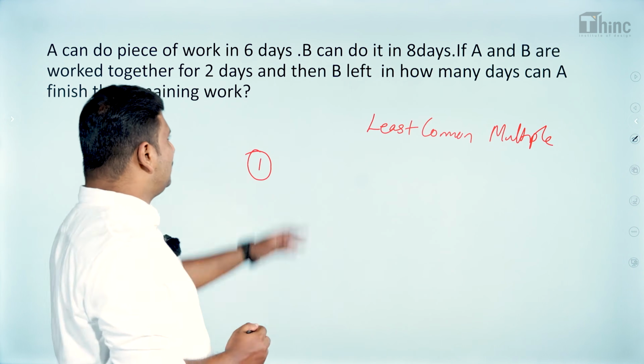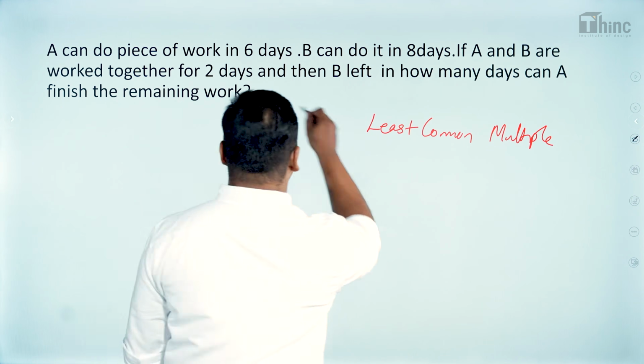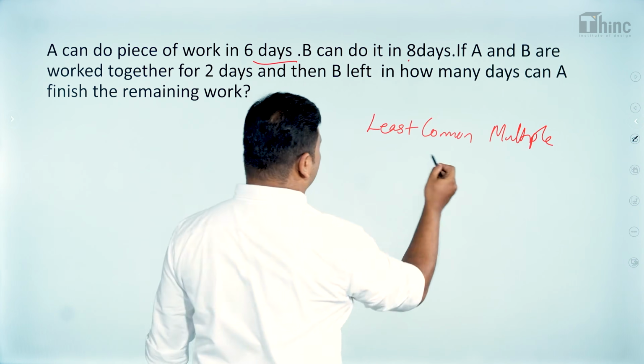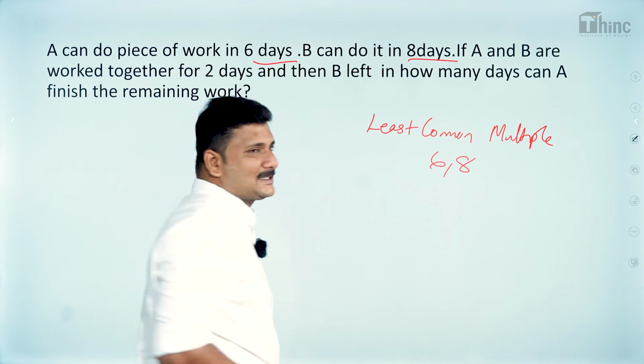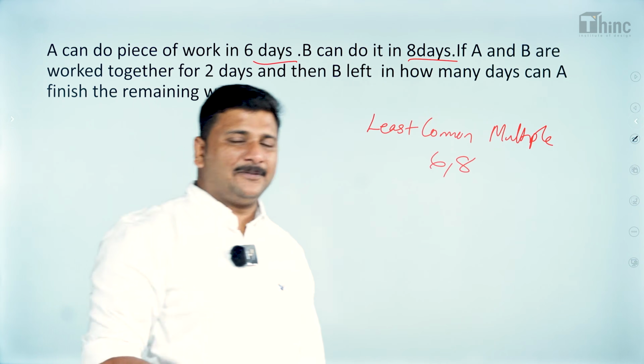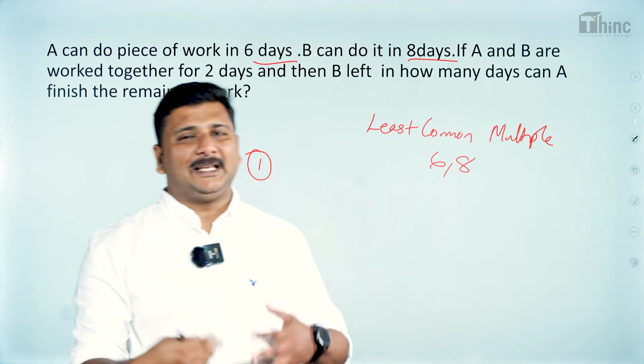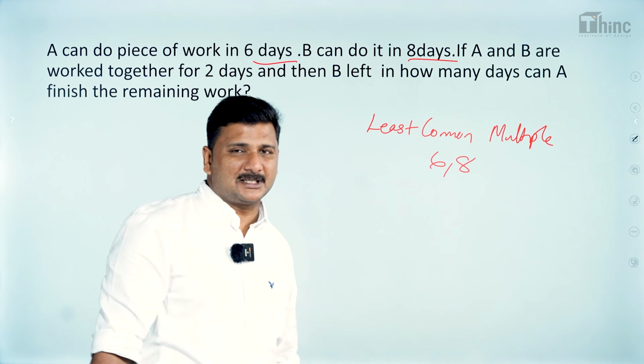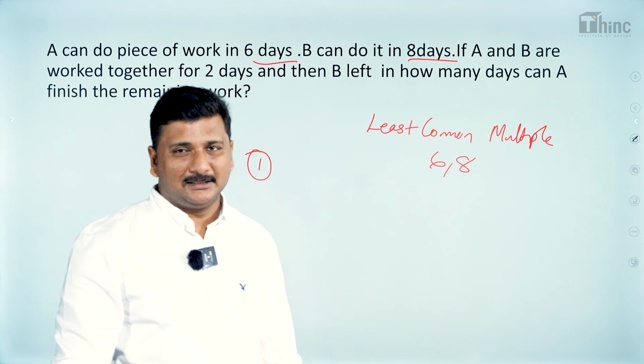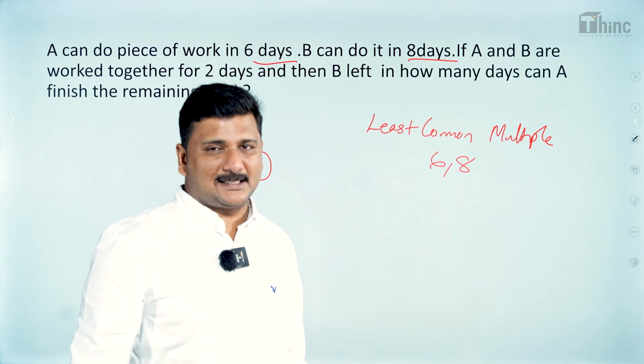So we have to go for the least common multiple of the days given. What are the days given? 6 and 8. So we have to go for the LCM of 6 and 8. There is no need of going for the exact LCM. You can go for any common multiple of these two numbers, or any number you feel like. So what is a common multiple for 6 and 8?